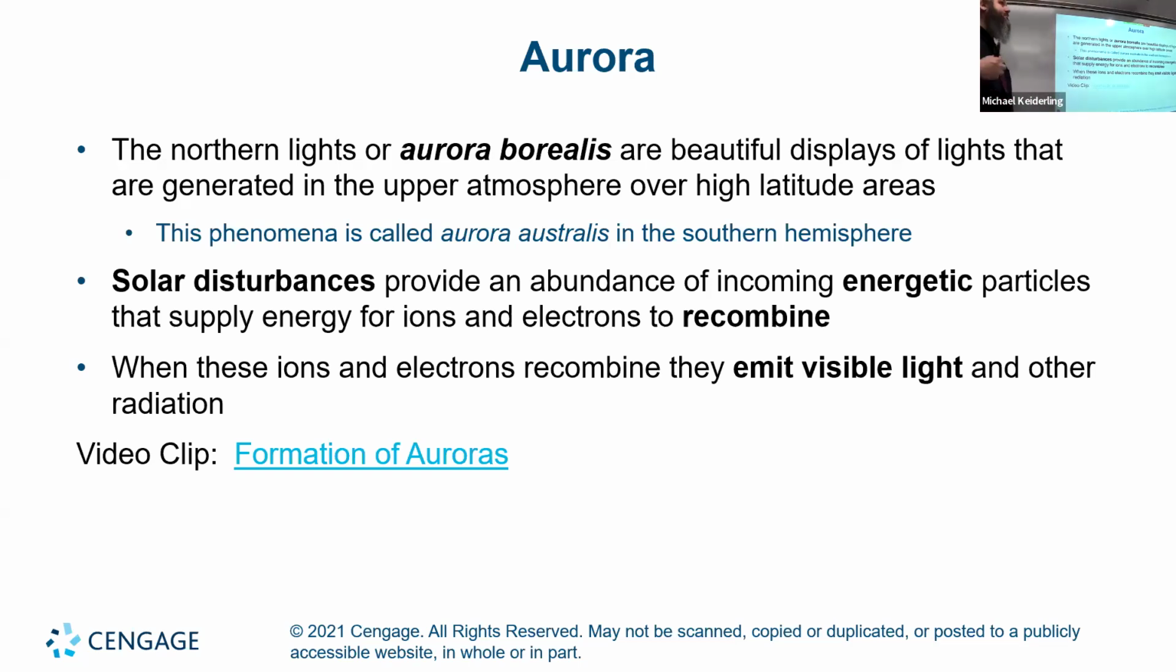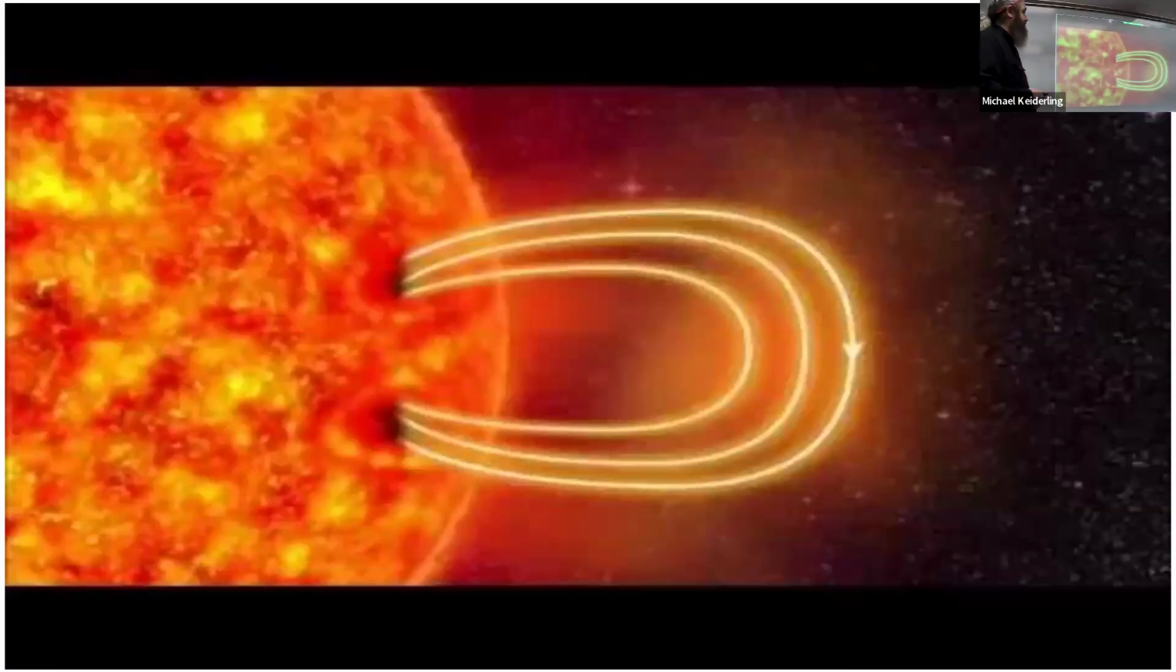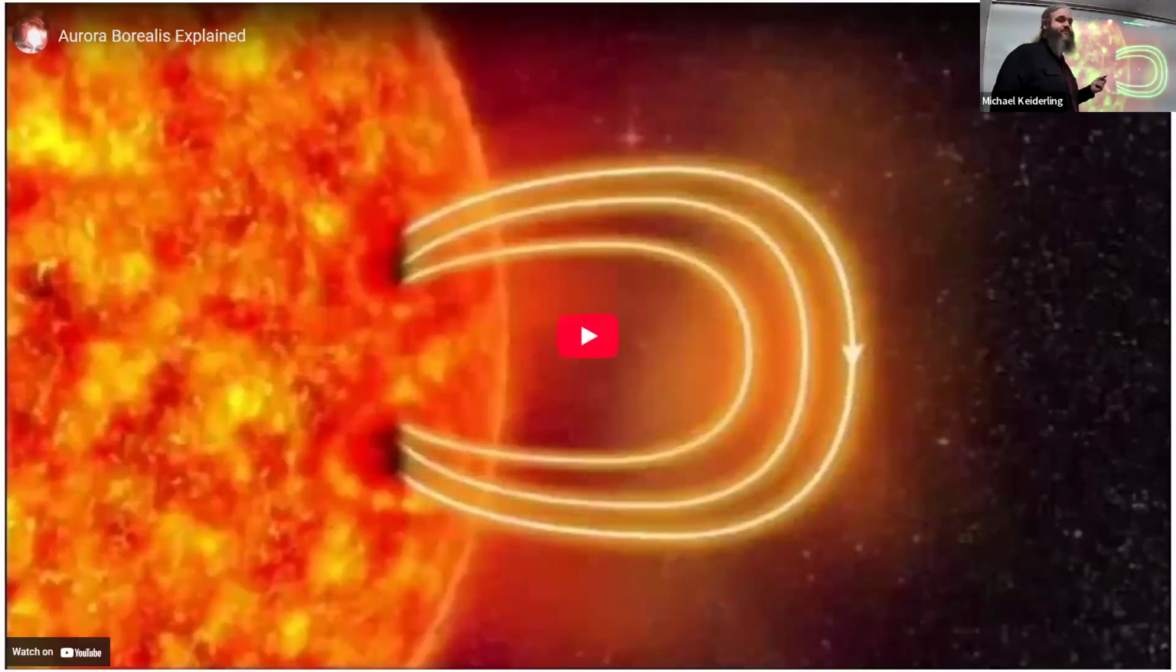And so material from the solar wind, from solar disturbances, provides incoming energetic particles that supply energy for ions and electrons to recombine. And when these ions and electrons recombine, they emit visible light and other radiation. So when we get to talking about the sun, we'll talk about the solar wind and solar weather and stuff. But that is one of the major drivers of the ionosphere and auroras. So this is a short video about the formation of auroras.